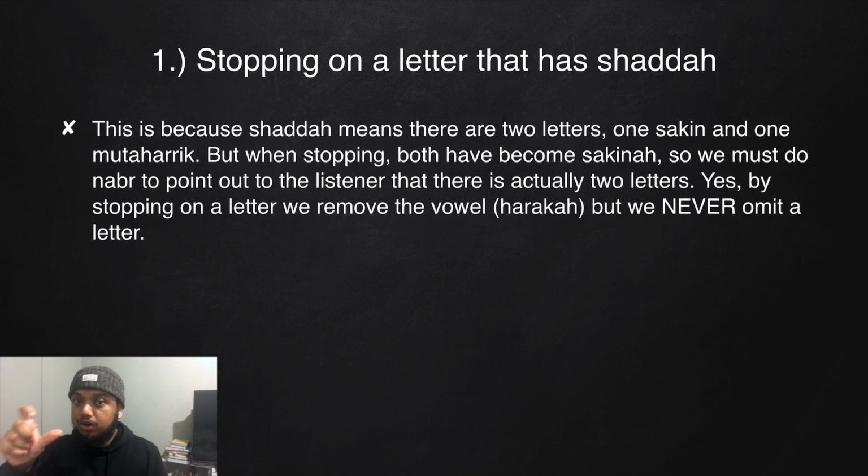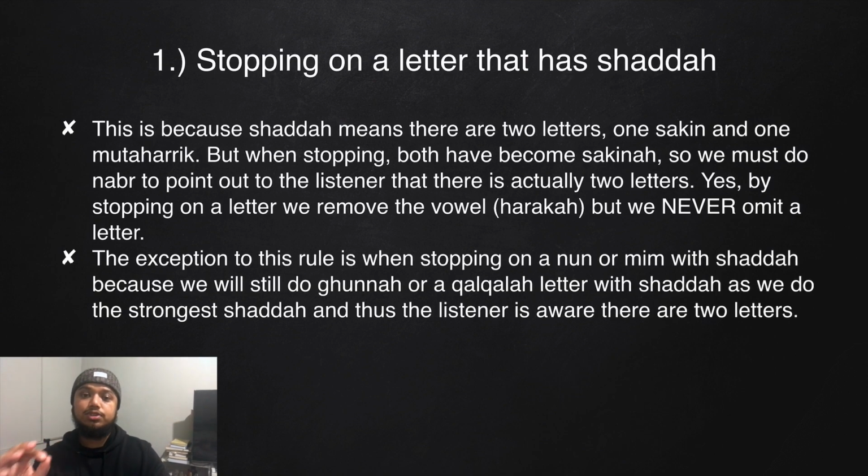One sakina, one mutaharrika. Because remember, we need to give every single letter of the Glorious Qur'an its haqq. But if we have made 2 letters sakina, we still need to make the listener know that there are 2 letters there. And the way to do this is by nabr, by raising our voice slightly to indicate that there are 2 letters there. Yes, of course, by stopping on a letter, we remove the harakah, we remove the vowel, but we never omit the letter. The letter itself still needs to be made apparent. It's just the harakat, the fatha, dhamma or kasra, that we have omitted.